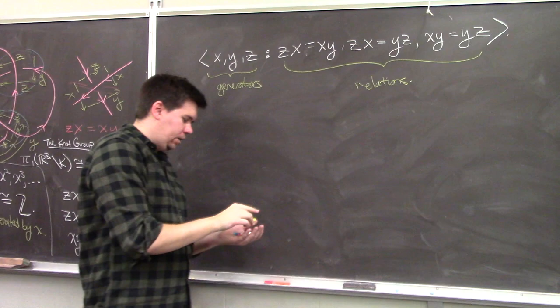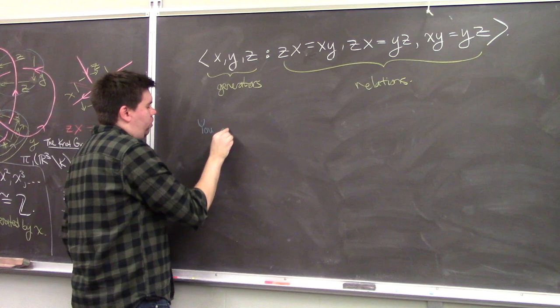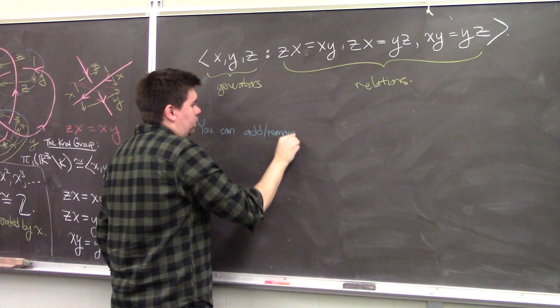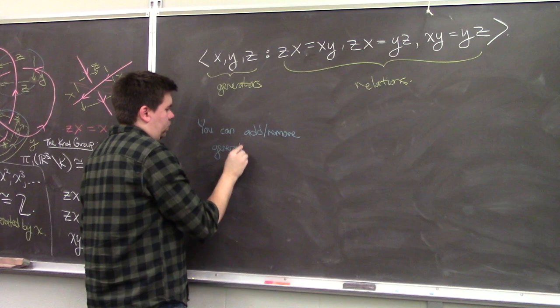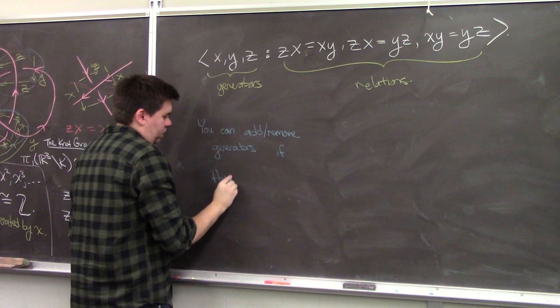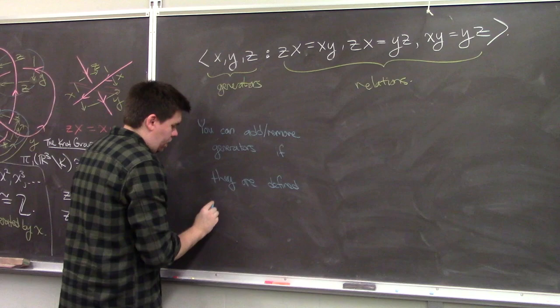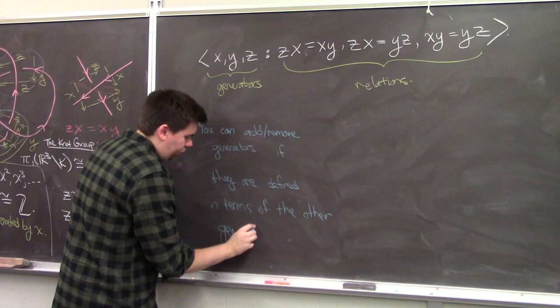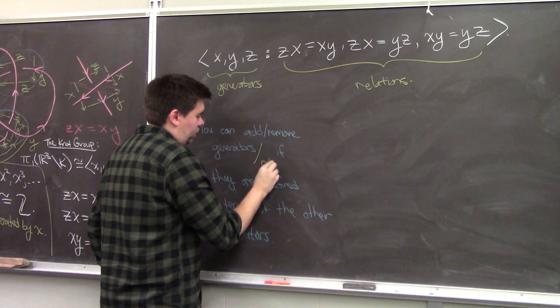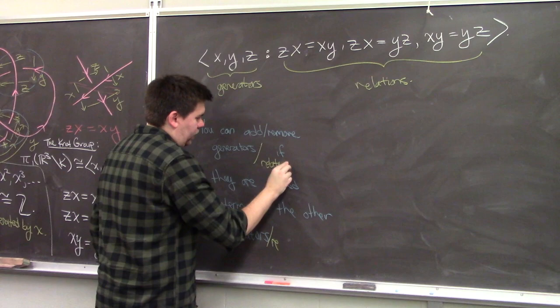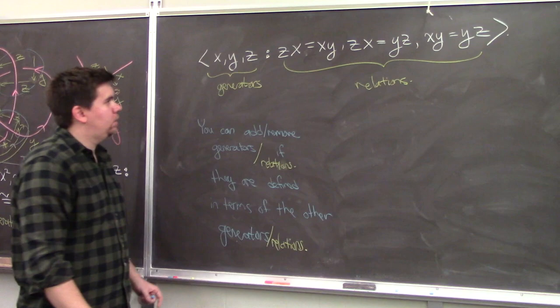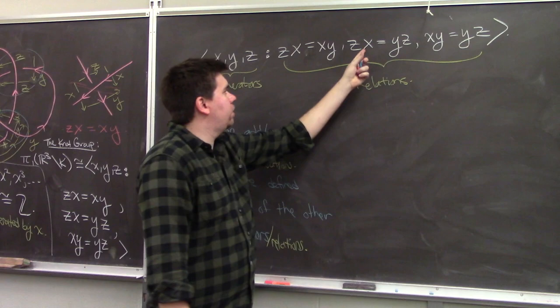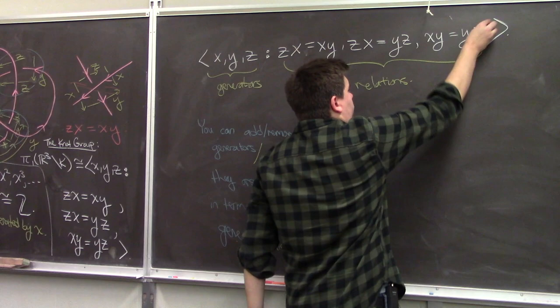And you're allowed to add and remove generators if they are defined in terms of the other generators. And like you said, it's the same story for relators. So not just generators, but also relations. So notice, this last relationship is not necessary, because it follows immediately from the first two. So you can just strike it. You can just exclude it. You don't need to list that. It's redundant information.